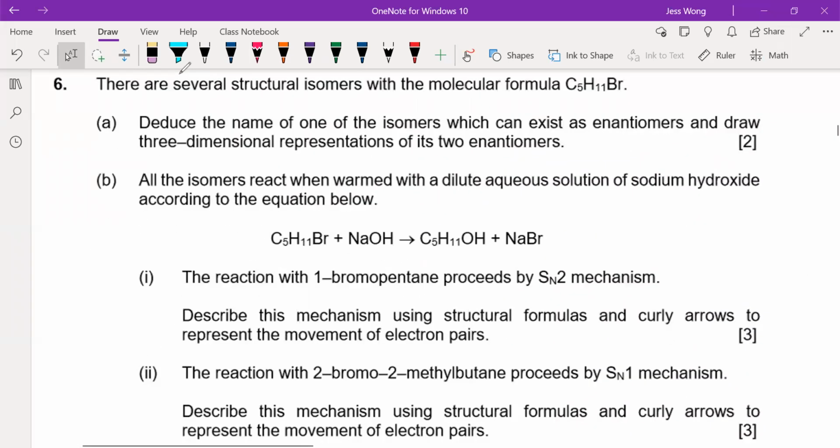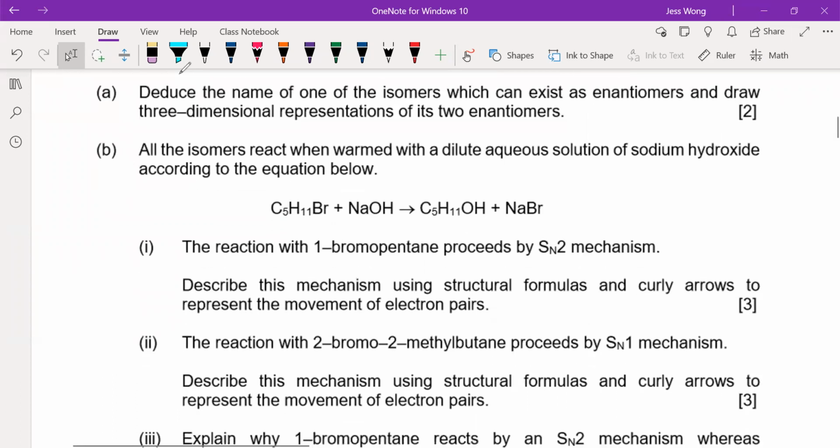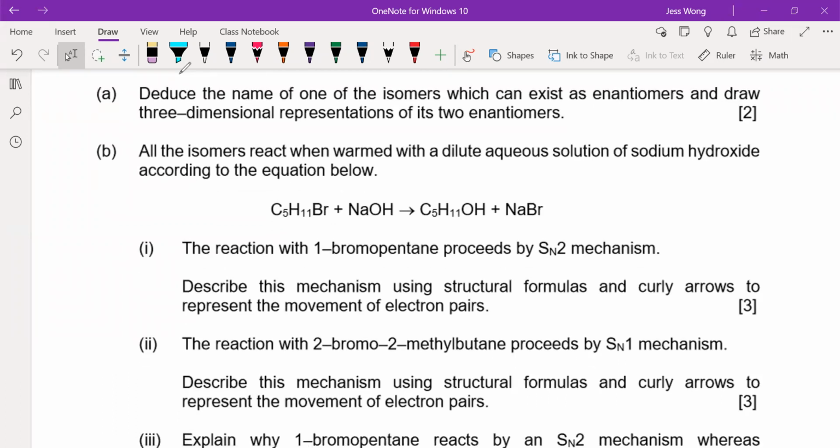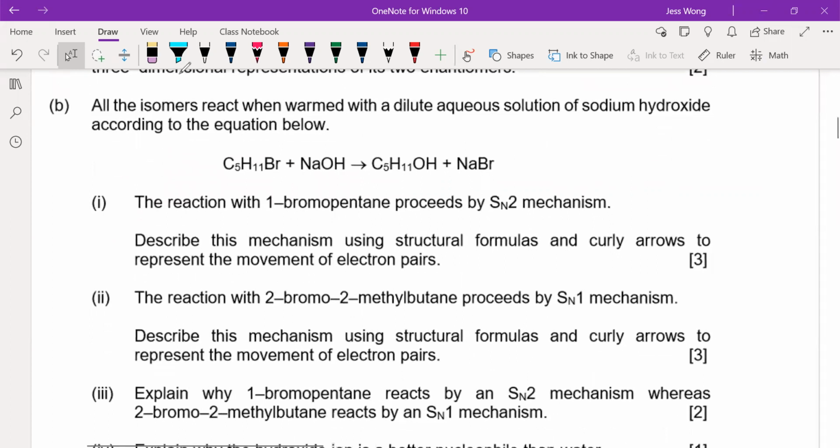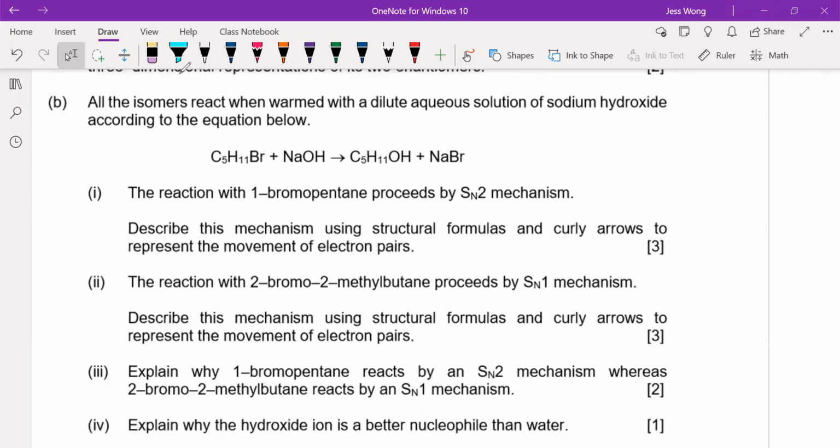Okay, so now we are at 6B. All the isomers react when warm with dilute aqueous solution of sodium hydroxide. The reaction of 1-bromopentane proceeds by SN2 mechanism. Describe this mechanism using structural formulas and curly arrows to represent the movement of electrons.